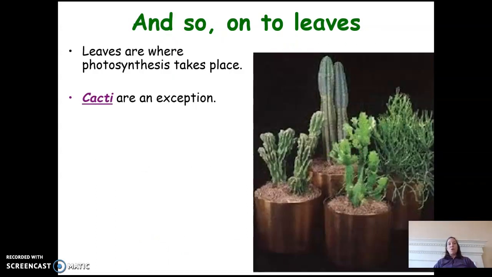So leaves as a whole are where photosynthesis takes place. However, cacti are a big exception to this. The cacti leaves are the spines that come off it. So those thorns that we think of as the prickly parts of a cactus, those are actually modified leaves. And you can guess what that modification is for. It's actually an adaptation to prevent herbivory. Keeps insects and animals from chomping on the plant. And the big green parts of the cactus are stems.